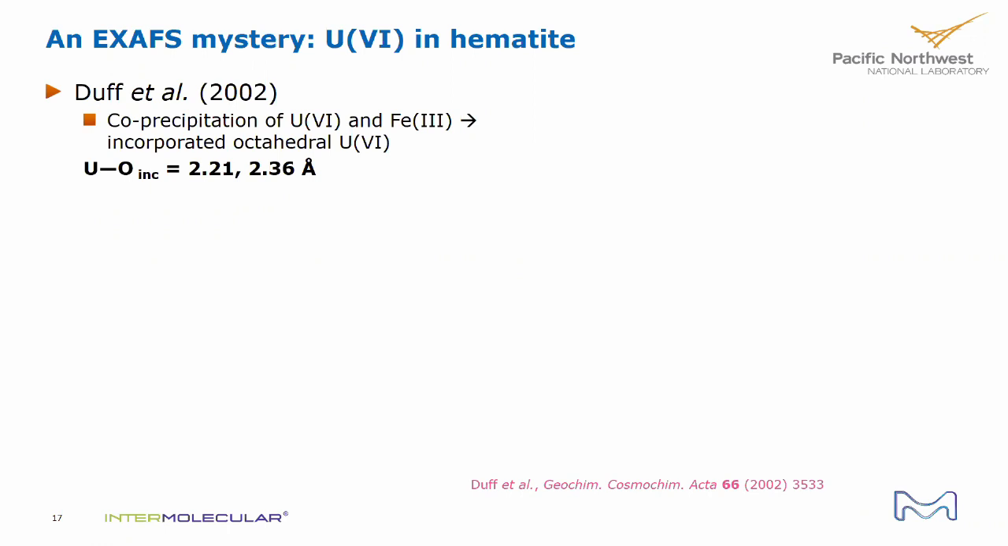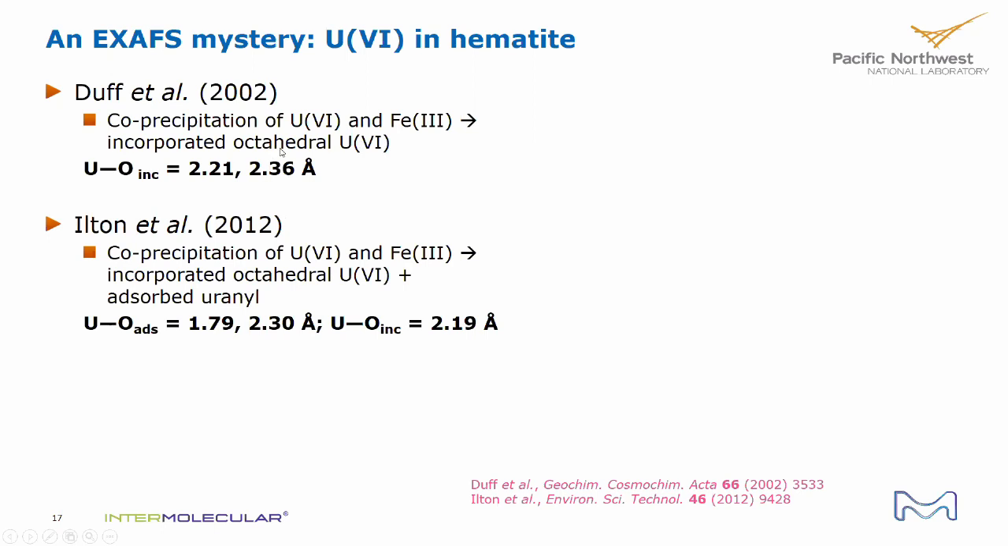So this has been studied by XAFS for nearly 20 years now. The first publication on this, Duff et al. back in 2002, made uranium-6 in hematite, and they modeled this assuming uranium-6 incorporated into hematite in an octahedral configuration with bond lengths of 2.2 to 2.4 angstroms, which are a little bit long. About 10 years later, Eugene Ilton did pretty much the same kind of co-precipitation, but modeled it a little bit differently, assuming both incorporated octahedral U6 as well as adsorbed uranyl, and they got a pretty good fit to their XAFS data.